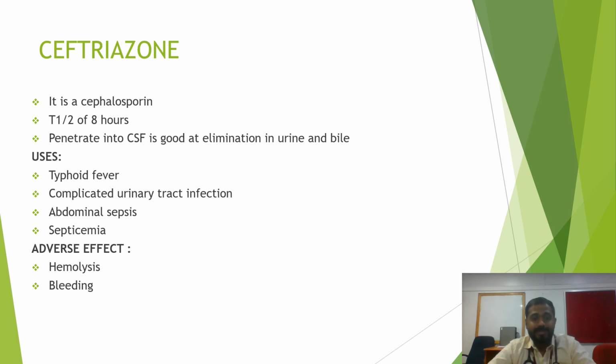Next group of drug is ceftriaxone. It is a cephalosporin. The half-life is about 8 hours. It has good penetration into CSF, and the elimination is in urine and by bile. And the uses are, it is primarily used in typhoid fever, complicated urinary tract infection, abdominal sepsis, and septicemia, and the adverse effects are hemolysis and bleeding.